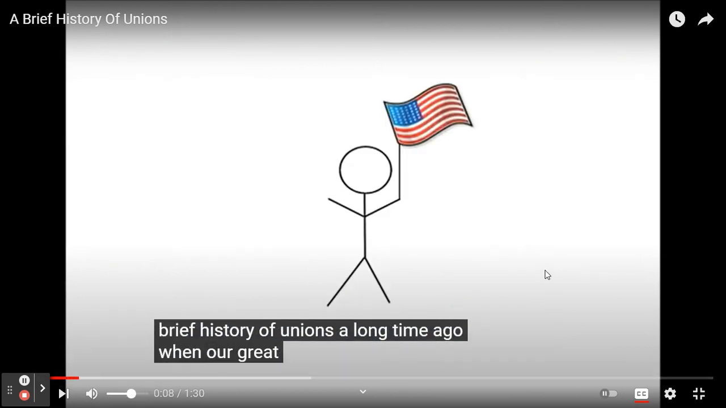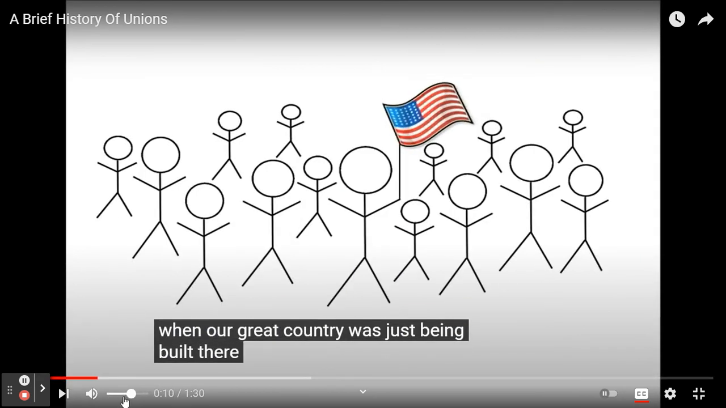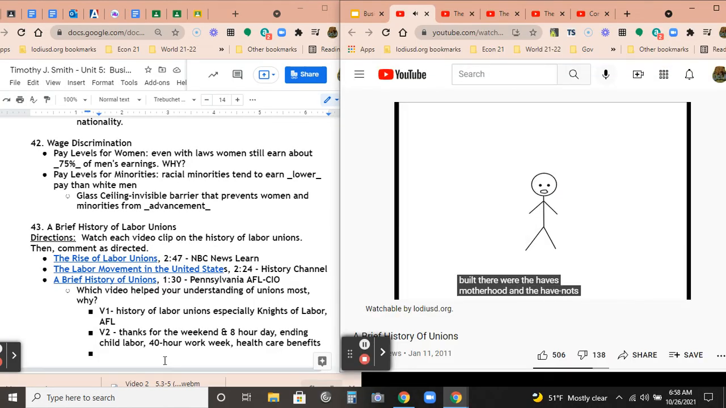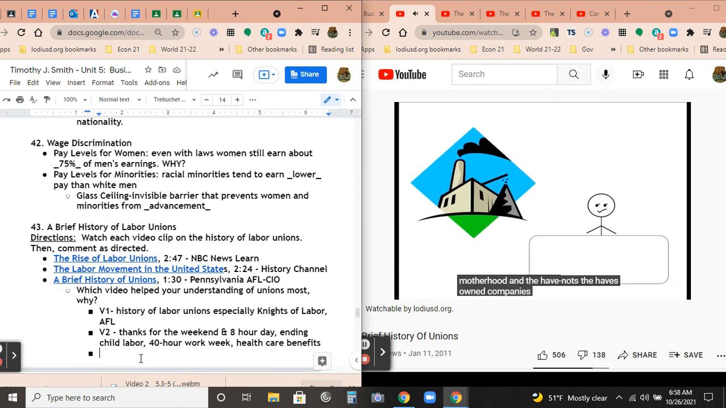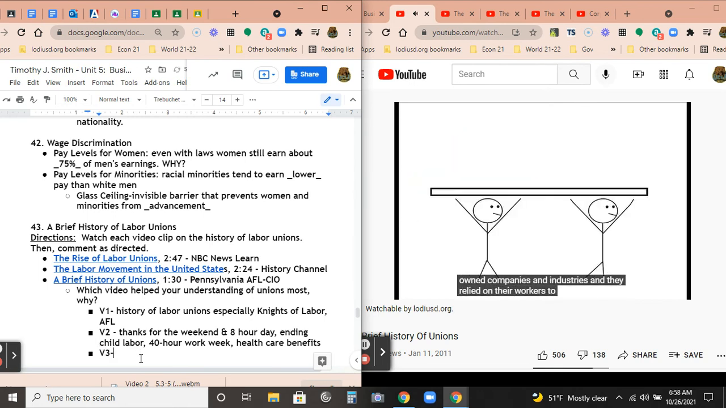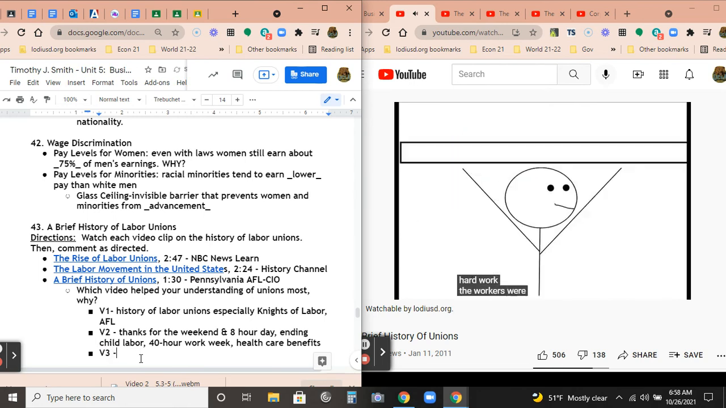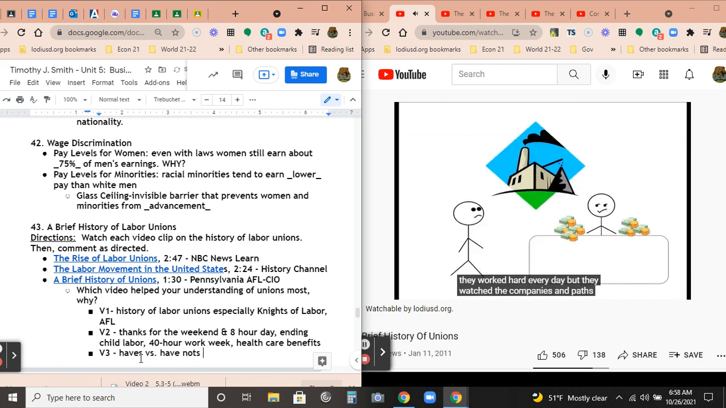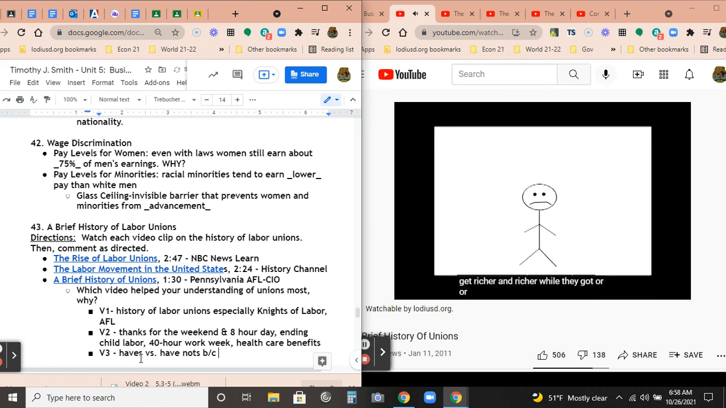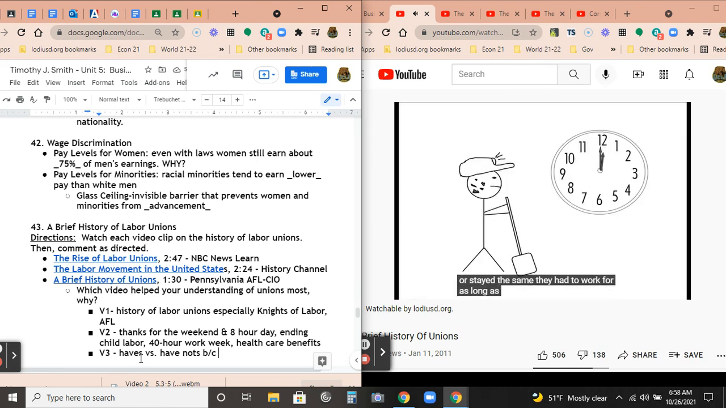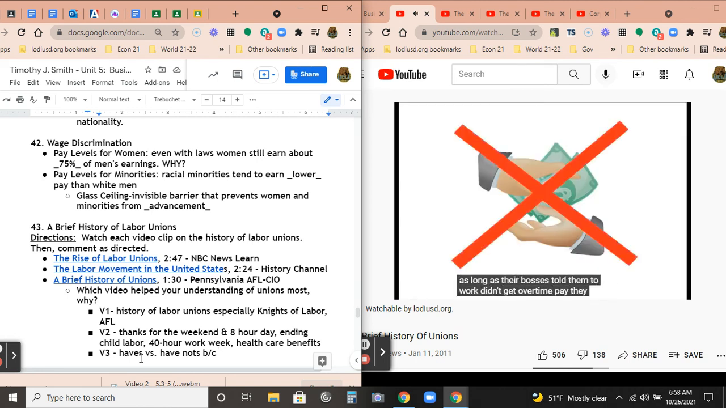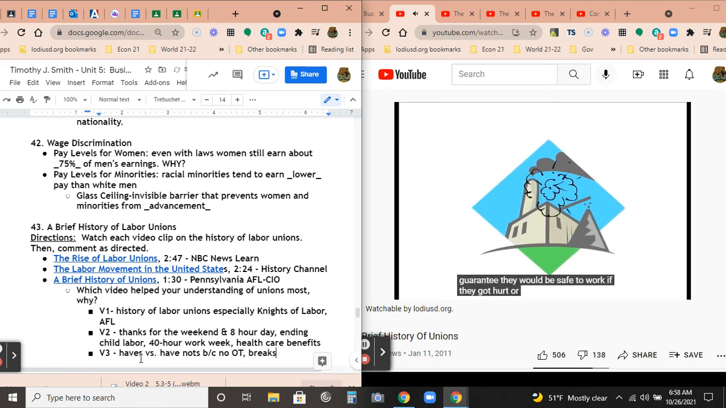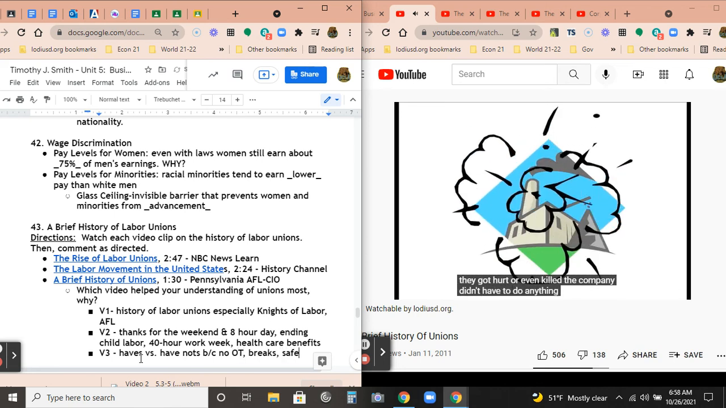A long time ago, when our great country was just being built, there were the haves and the have-nots. The haves owned companies and industries, and they relied on their workers to do the hard work. The workers were proud of what they did. They worked hard every day. But they watched the companies and the haves get richer and richer while they got poorer or stayed the same. They had to work for as long as their bosses told them to work. They didn't get overtime pay, they didn't get to take a break, and there was no guarantee they would be safe at work. If they got hurt or even killed, the company didn't have to do anything about it.